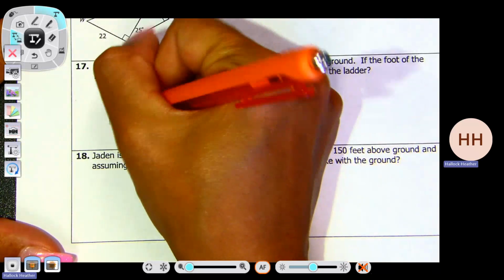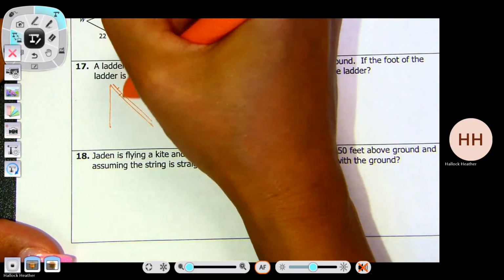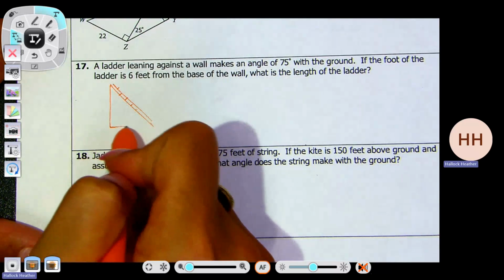So let's lean a ladder up against the wall. Here's my wall, and my ladder. We all know it's going to make a right triangle.